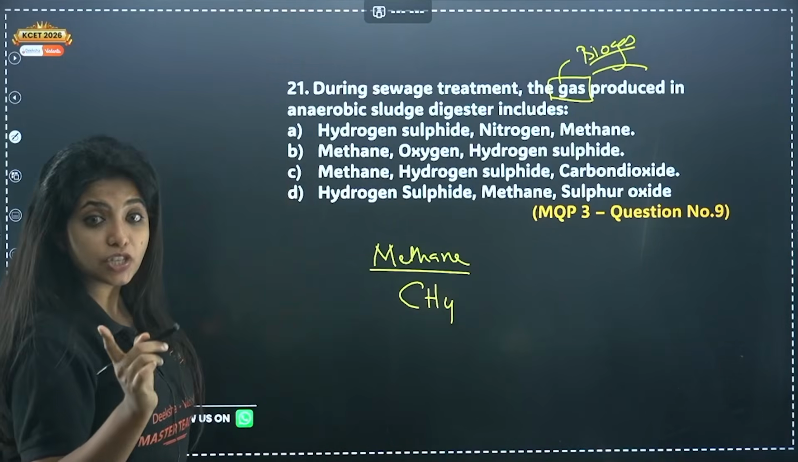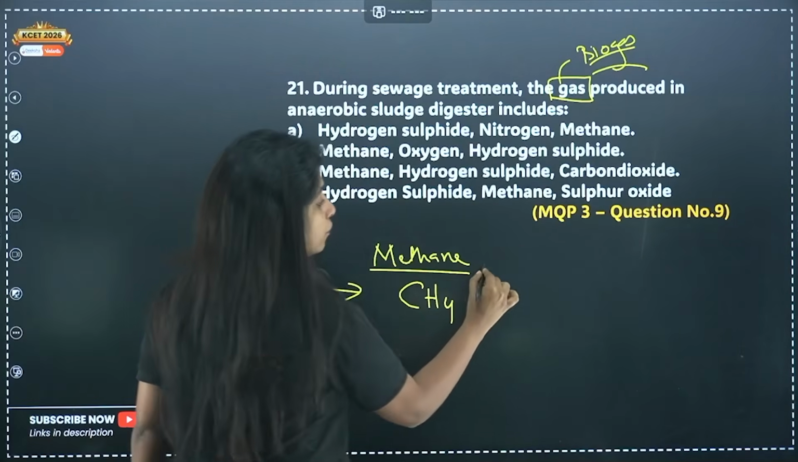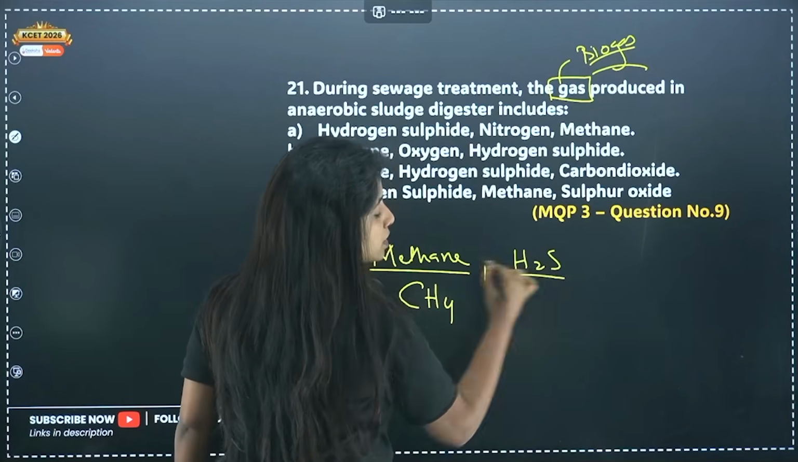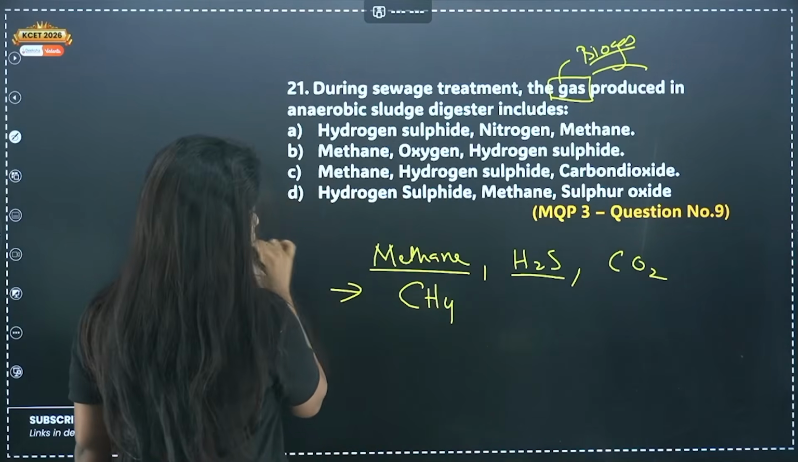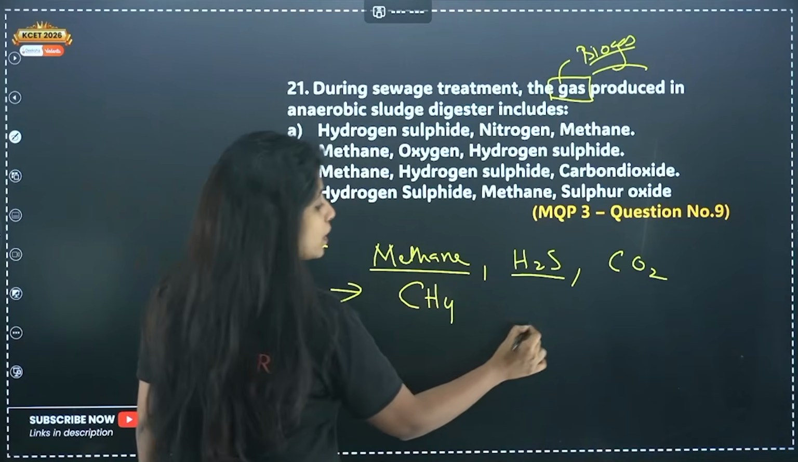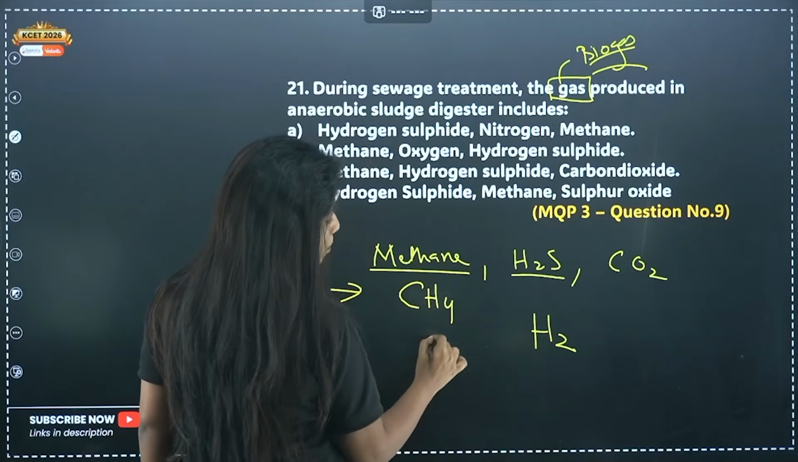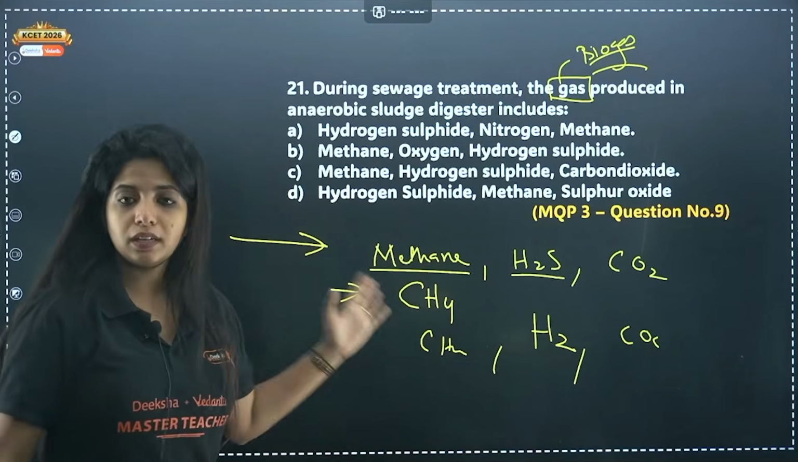Don't go and write CH3 or tick the option that has CH3. It is CH4. Apart from methane, you have H2S, hydrogen sulfide. Apart from that, you have CO2, carbon dioxide. Now, if an option has 3 of these things, you go with that. If it is not H2S, rather it is given as H2, but methane and CO2 are given, still the option is correct. Please go with the other option.